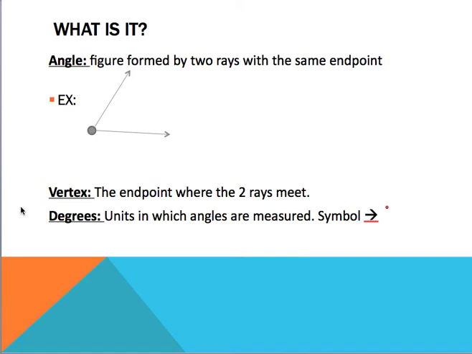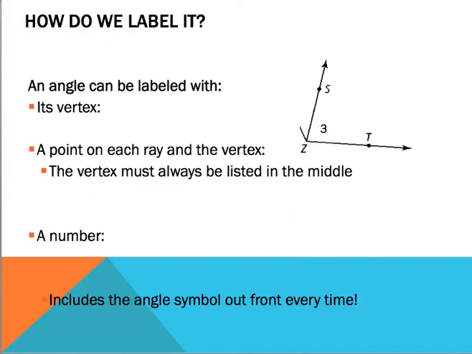Okay, so angle. This is your first vocabulary term. We're going to have about 4 or 5 vocabulary terms you need to go over. So your first one is angle, and basically there's an example drawn of the angle below. It's a figure formed by two rays with the same endpoint. Where you see that gray dot, your gray dot is your vertex. So this gray dot right here is your vertex. And that's basically the endpoint where the two rays meet. And then just remember that degrees is the units that we measure our angles in.